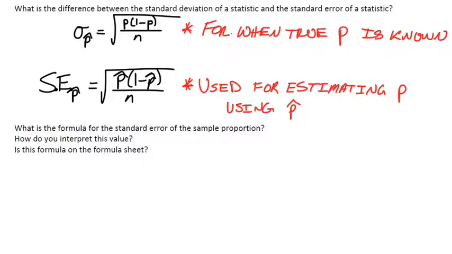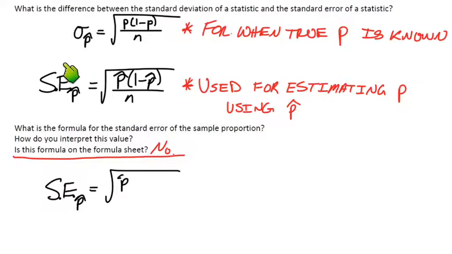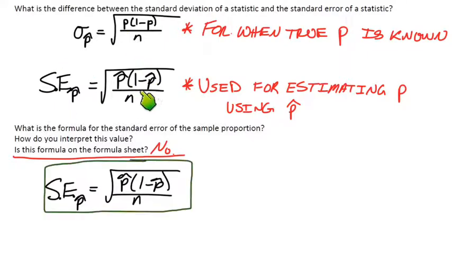So a little bit more about the standard error. What's the formula? Actually, I gave it to you right here. How do you interpret it? And is it on the formula sheet? So for starters, no, the standard error one is not there. But you can kind of get it from this guy, right? We don't have the P's in this case, so we use the next best thing. We use P hats. So I've already given you the formula for standard error of P hat.